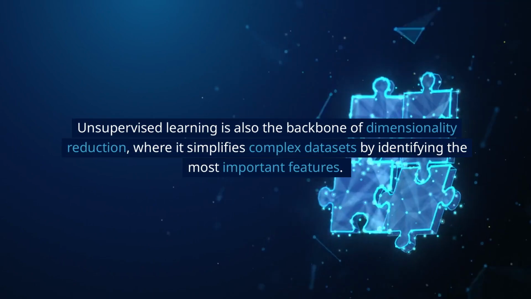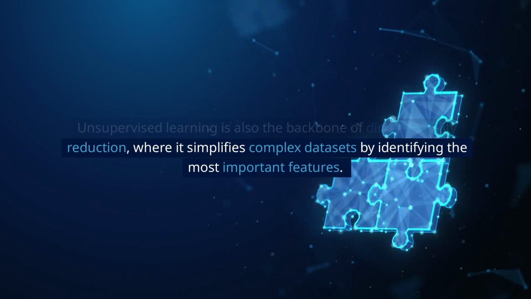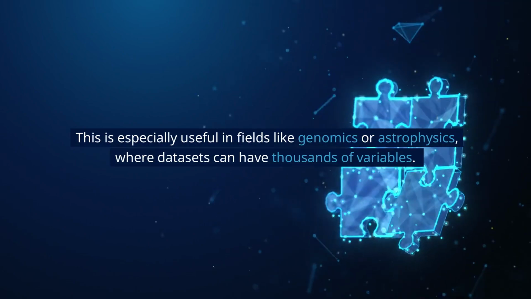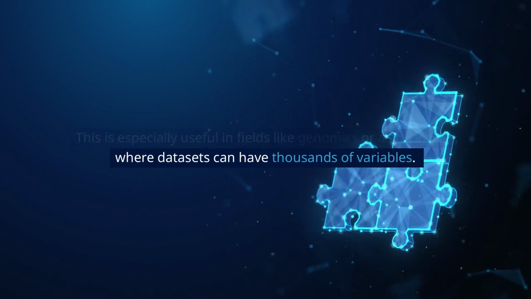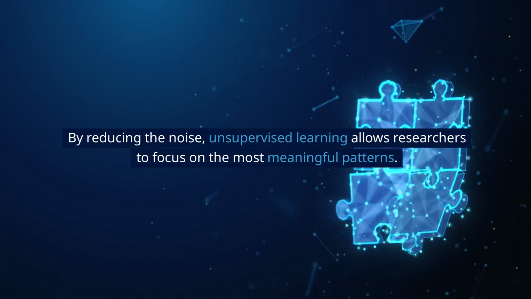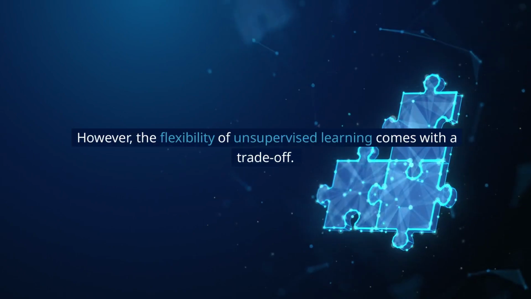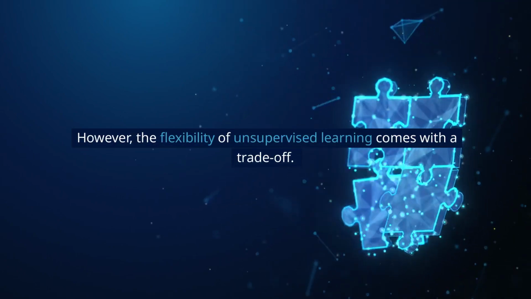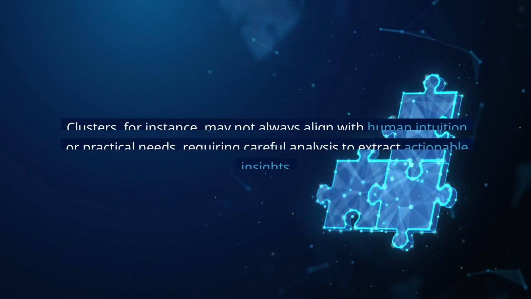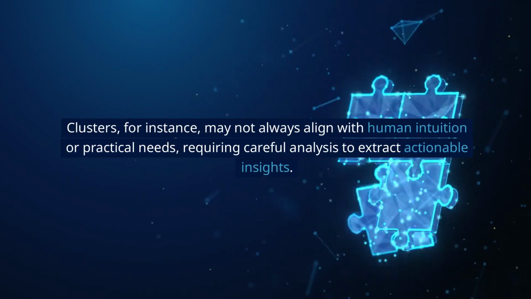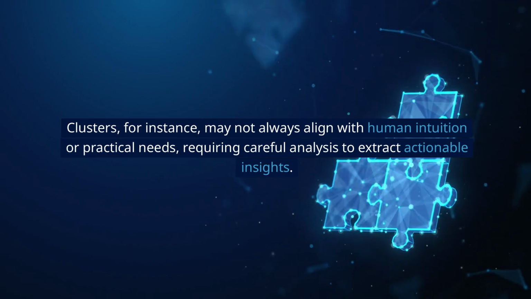Unsupervised learning is also the backbone of dimensionality reduction, where it simplifies complex data sets by identifying the most important features. This is especially useful in fields like genomics or astrophysics, where datasets can have thousands of variables. By reducing the noise, unsupervised learning allows researchers to focus on the most meaningful patterns. However, the flexibility of unsupervised learning comes with a trade-off. Since there's no predefined goal, interpreting its results can be challenging. Clusters, for instance, may not always align with human intuition or practical needs, requiring careful analysis to extract actionable insights.